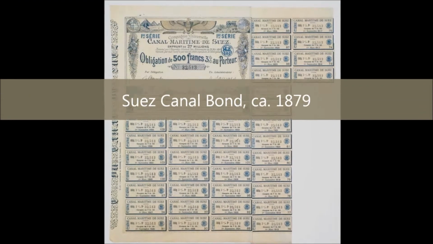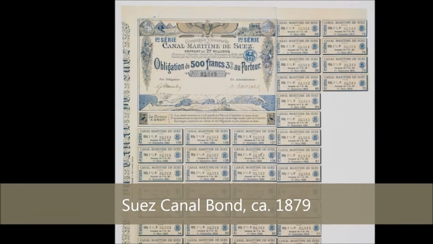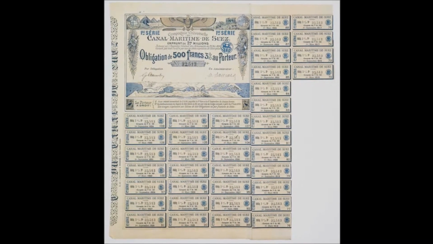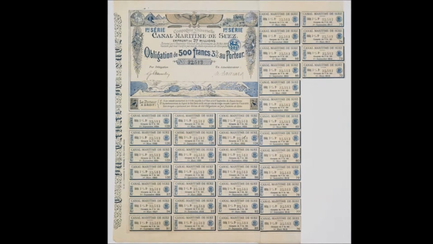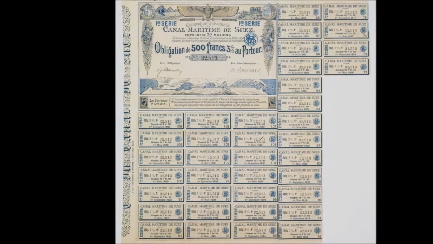The history of verification technology starts thousands of years before the Common Era. The Suez Canal bond that we have here displays many of the elements that were designed over time to protect bonds. For example, it has an intricate design pattern that would be difficult to replicate. It has coupons that track the interest that is owed, and it also has a chirograph on the left side.